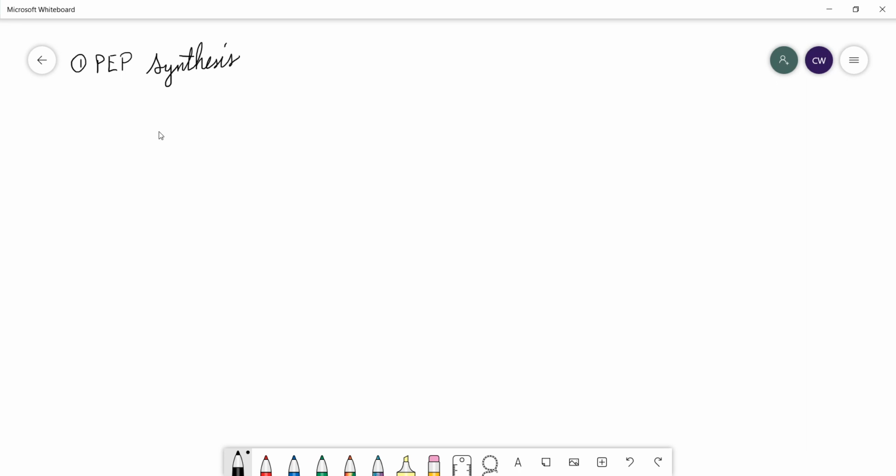Okay, so typically this starts with pyruvate. Other substrates can be converted through intermediate enzymes and things of that nature to get to pyruvate. And we're going to acylate this or carboxylate this, depending on how you want to think about it. This is mediated by the enzyme pyruvate carboxylase.